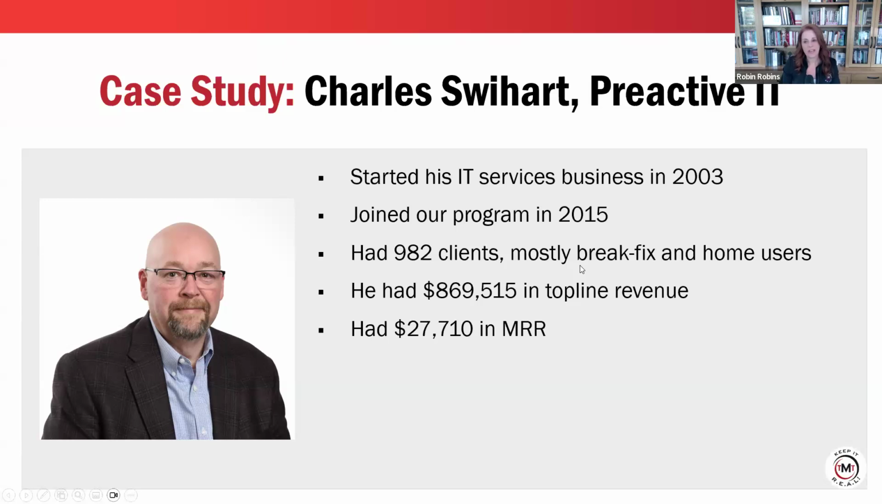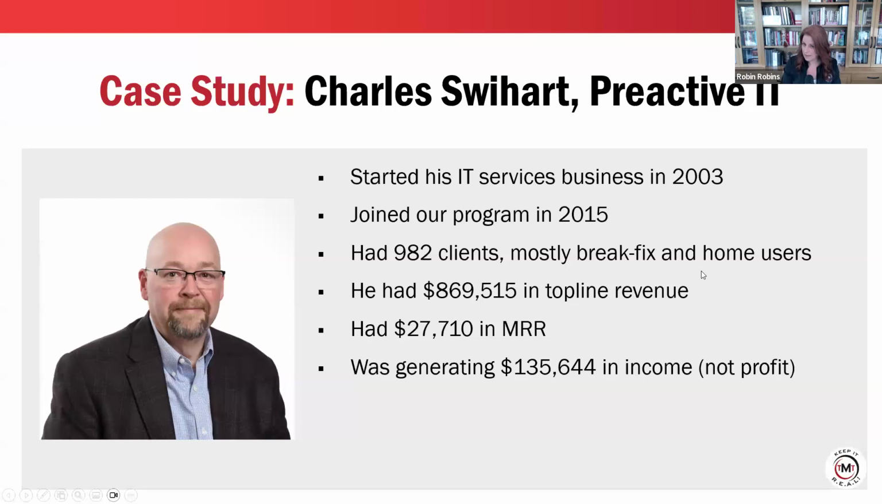He had about 27,000 in MRR, which wasn't terrible. I mean, when I think about it, if I say 27, what is that? That's like, so he's maybe about a third of his revenue was recurring. So he was generating $135,000 in income, not profit, but income.